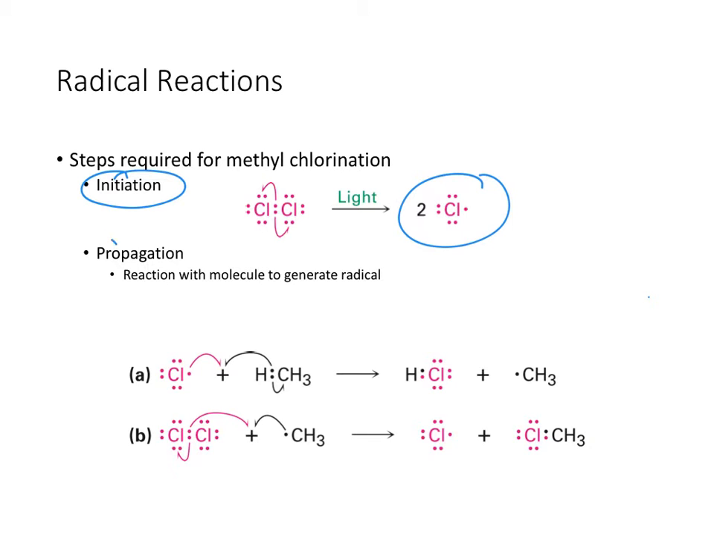Then in the propagation stage of this reaction, that chlorine radical combines with a hydrogen atom and one of its electrons from methane to form HCl and a methane radical. Then another molecule of chlorine reacts with the methyl radical from part A to form another chlorine radical and methyl chloride. So notice here that I'm using only fishhook arrows because the bonds are being broken in a symmetrical fashion and being made in a symmetrical fashion.